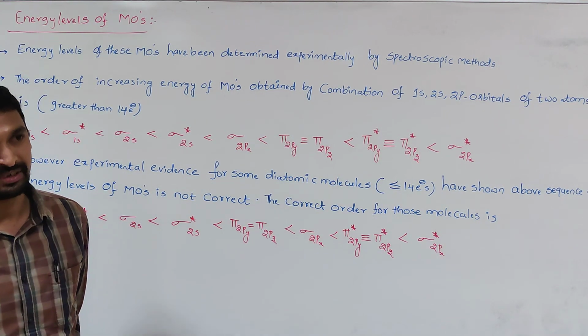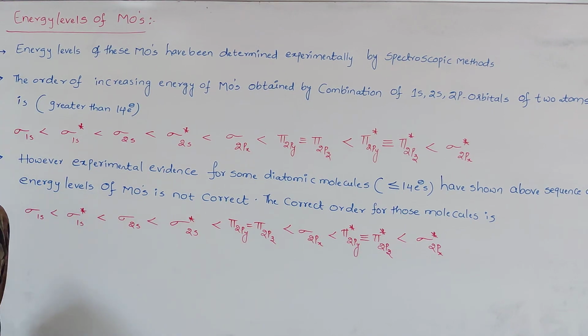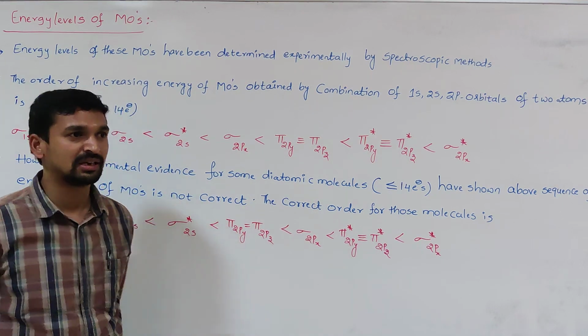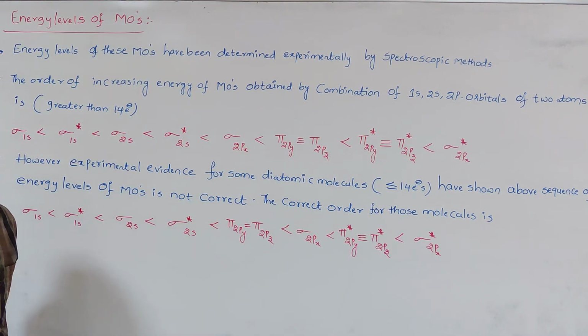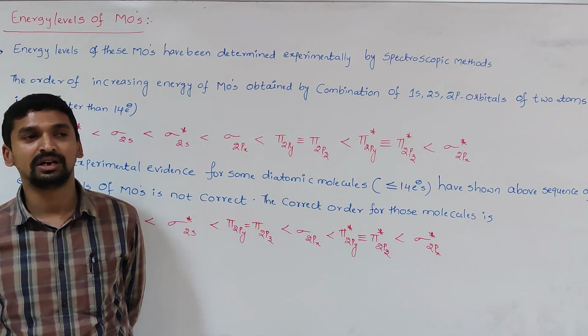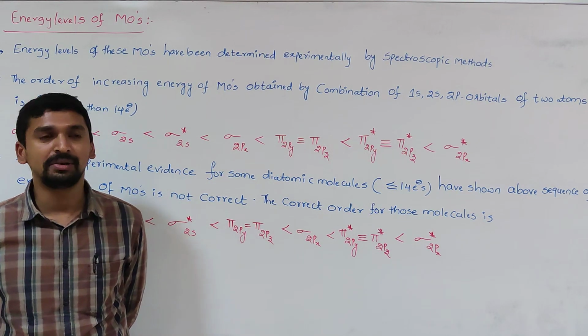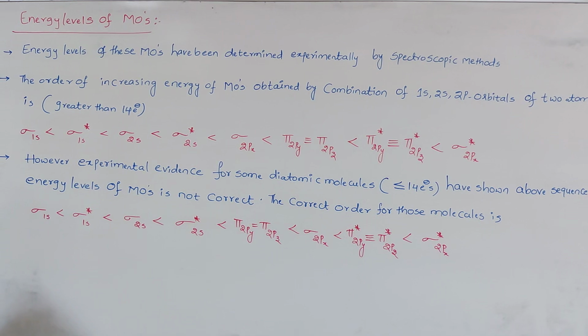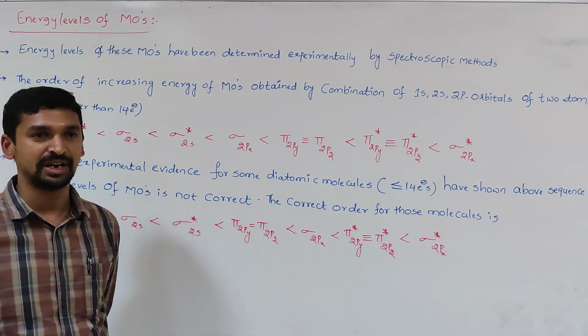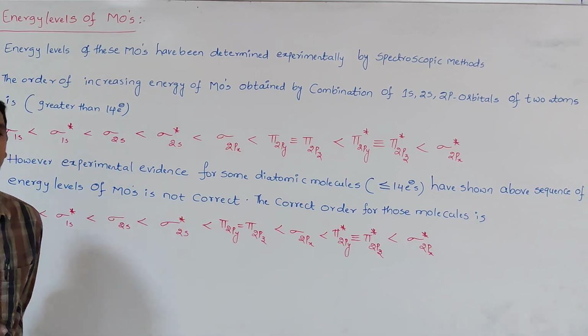anti-bonding molecular orbitals. So far we discussed that 1s atomic orbitals combine to form two molecular orbitals, sigma 1s and sigma star 1s. Similarly, the combination of the 2s orbitals also leads to the formation of two molecular orbitals, sigma 2s and sigma star 2s, while the combination of the 2p orbitals results in 6 molecular orbitals. They are sigma 2px, pi 2py, pi 2pz, sigma star 2px, pi star 2py, pi star 2pz. Okay, these are the molecular orbitals that are formed.